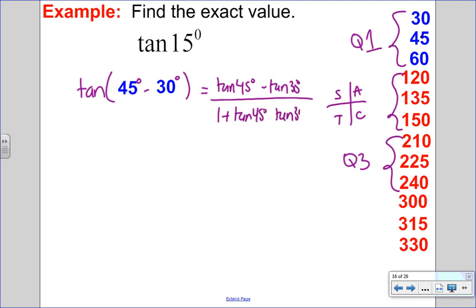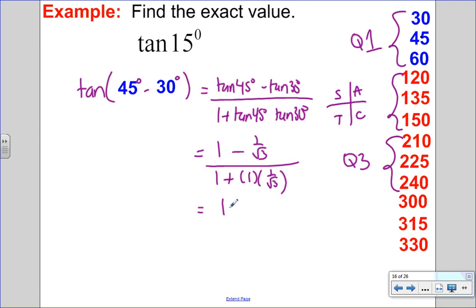30. So this is where knowing your unit circle or using your hand trick, whichever you use, to figure out the exact values is really important. So tan of 45 is 1 minus tan of 30 is 1 over root 3 all over 1 plus 1 times 1 over root 3.